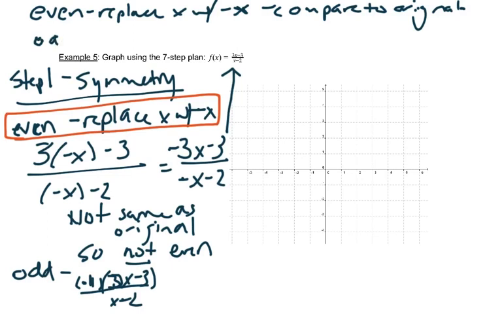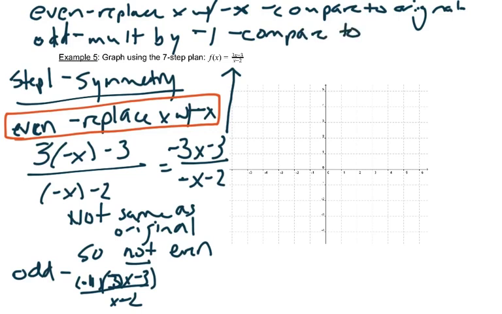For odd, we multiply by -1, and then we compare to f of -x, which is what we found when we were trying to do the even.